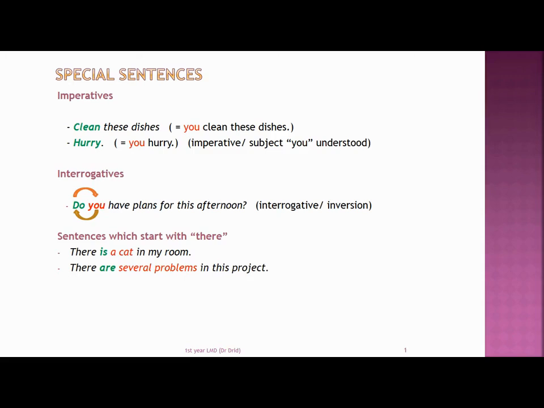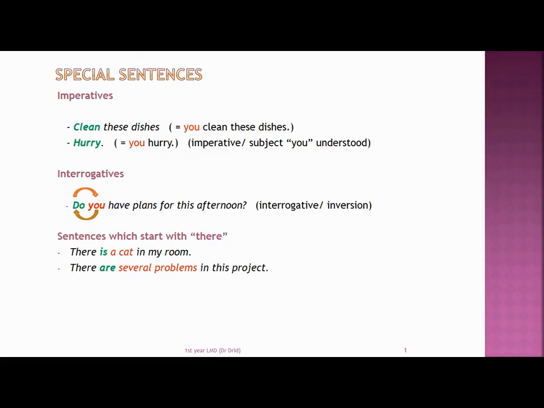The second type of special simple sentences is the interrogative sentence, the question. Either WH questions or yes or no questions. Here again we have the position of the subject and the position of the verb is not like the ordinary simple sentences. We notice that the sentence like this one starts with do and it is followed by you. We say that there is inversion, changing the places of the subject and the verb. The subject comes after the verb.